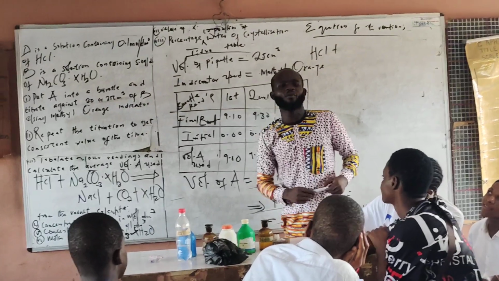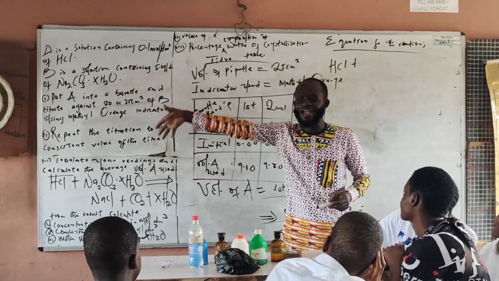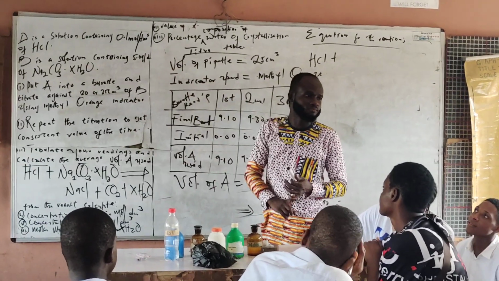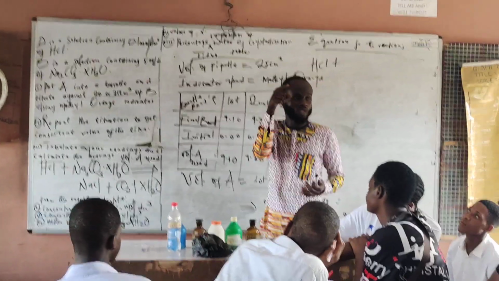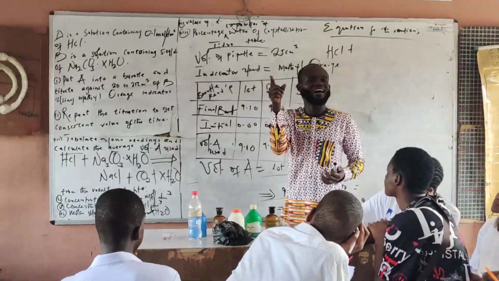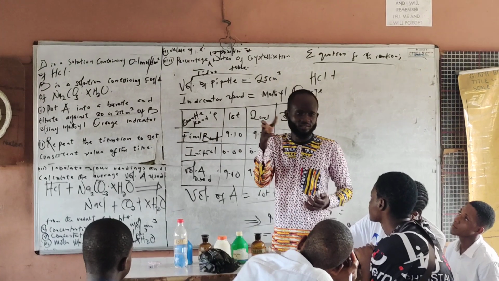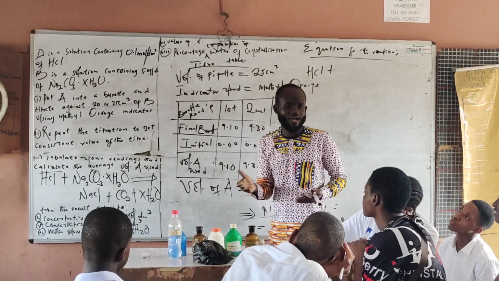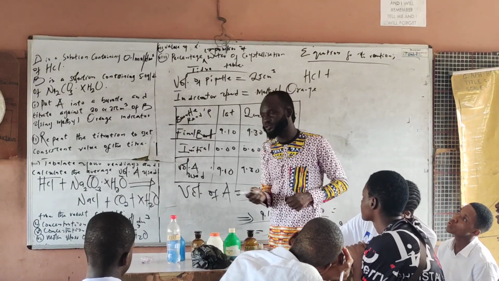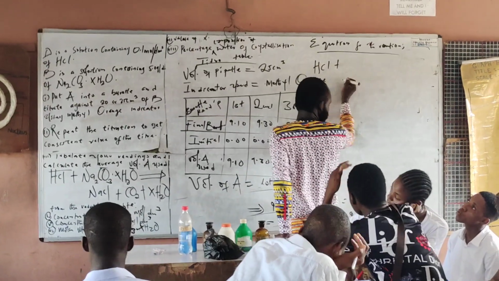Sodium trioxocarbonate(IV). Shift to then the X hydrate. The X will be 9. Guys, this 9 is what? Nonahydrate. If it's 10, it is what? Decahydrate. If it's 5, pentahydrate. If it's 3, trihydrate.